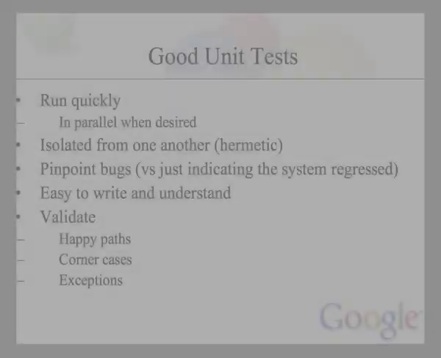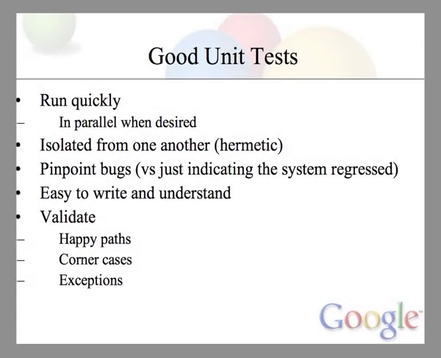So what makes a unit test good? Well, we want them to run quickly, and in parallel, whenever we'd like them to do that. We'd like them to be hermetic, meaning they need to be isolated one from the other. When we have an error, we'd like to be able to find exactly what causes that error. We don't just want to know there's a regression. We want to be able to pinpoint the code that's causing the problem. Good unit tests are easy to write and to read, and they validate not just the happy paths, but also corner cases, exceptional conditions, and error cases.